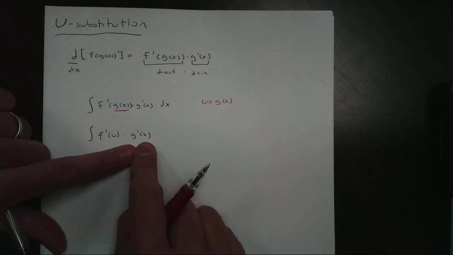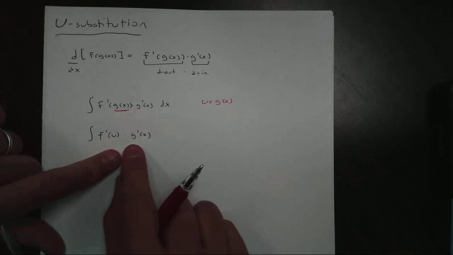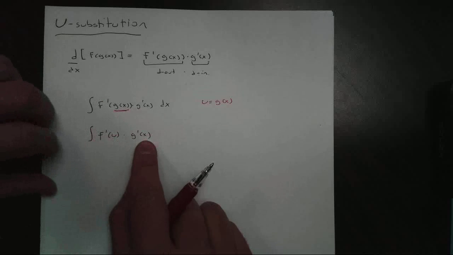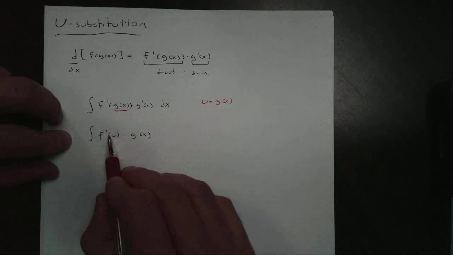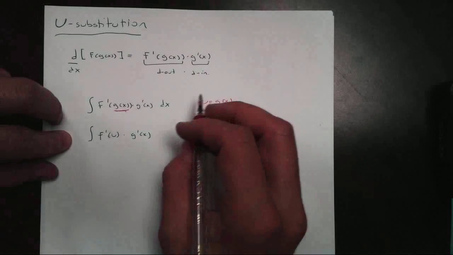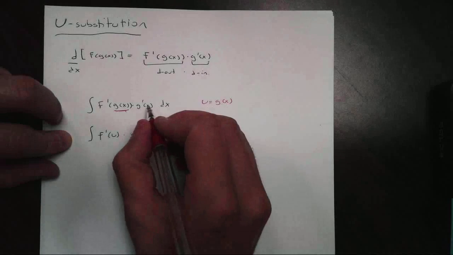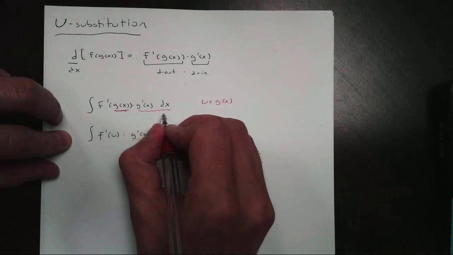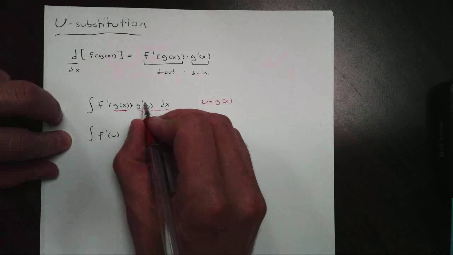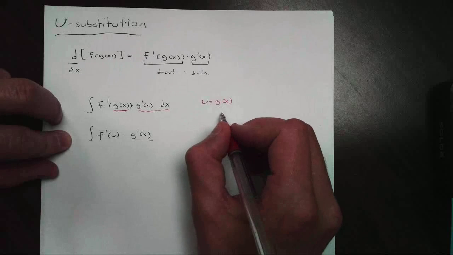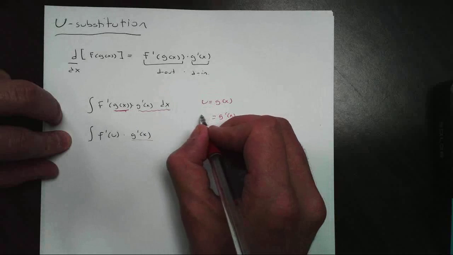Now, the whole goal of U substitution is to completely erase all of your x's, to eliminate them. You either want to substitute them, or you're going to cancel them out. Now, notice we substituted g of x for u. How can I get rid of this g prime of x? Well, to do that, we look at the differential, g prime of x dx, the derivative of g of x. If I take the derivative of g of x, I get g prime of x. But I also have to take the derivative of the other side.